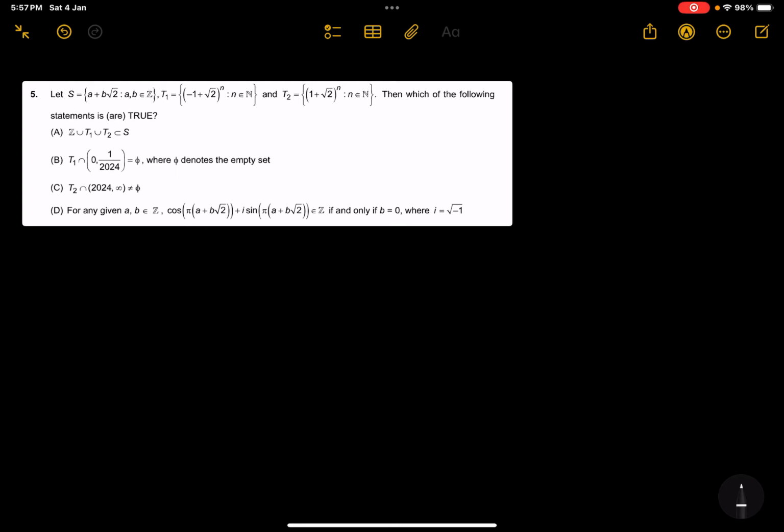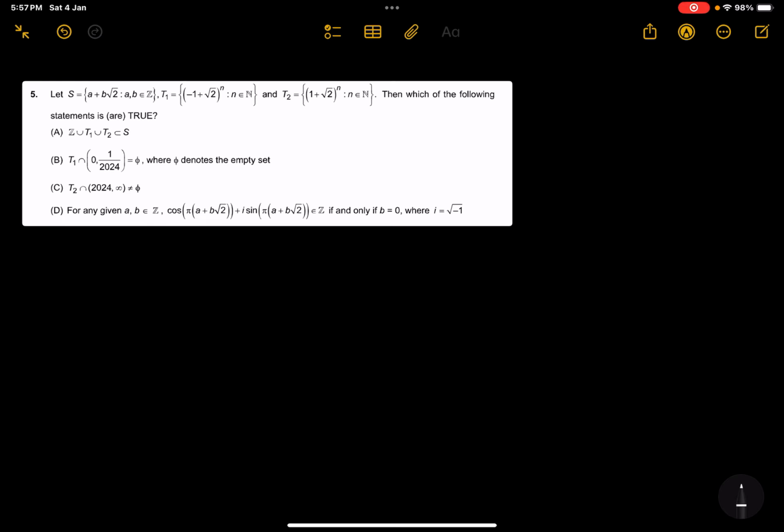So moving on to the first question of section 2. This is a multiple correct question. It can have more than one correct answer. Looking at it, it looks quite daunting, but it's straightforward and it's not really from any specific portion. For instance, option D is related to basic complex numbers, but the others are not essentially.